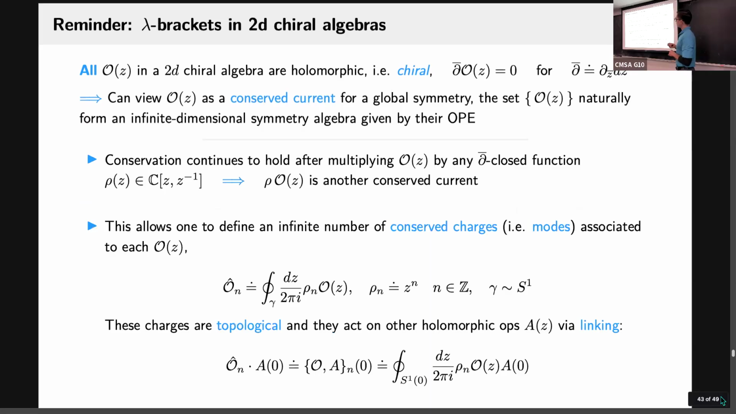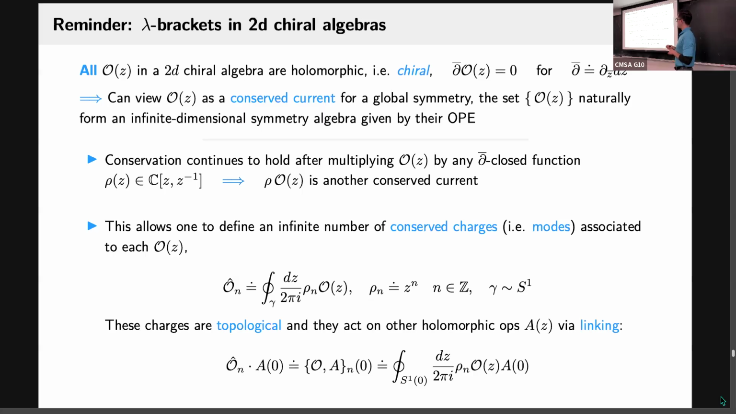In particular, conservation of these operators continues to hold after we multiply a chiral operator by any del bar closed function, which I'm calling rho here, and you can just view it as some polynomial in Z or 1 over Z. If I multiply this by a chiral operator, it's just going to give me another conserved current. This basically allows us to define an infinite number of conserved charges, which are typically called modes, associated to each chiral operator. I'm denoting these conserved charges by O hat sub n, where the subscript n just denotes the power of Z that I'm multiplying the chiral operator by. And this integral is taken over some cycle in the plane that's homologous to S1.